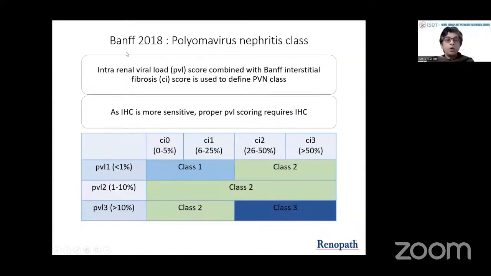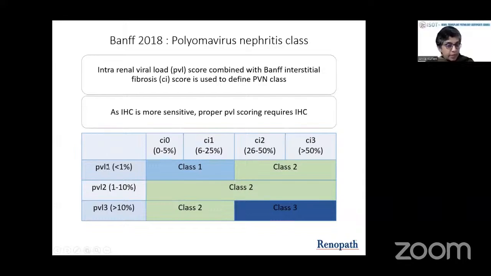However, now with the BANFF, we need to also score the virus. So it's not enough to make a diagnosis. And the scoring, I'm sure you all know, consists of two parts. You have to get the viral load and you have to assess the interstitial fibrosis. And combining these two, you get the BANFF class of polyomavirus nephritis.